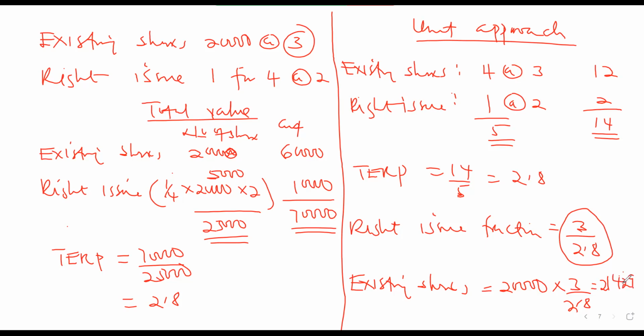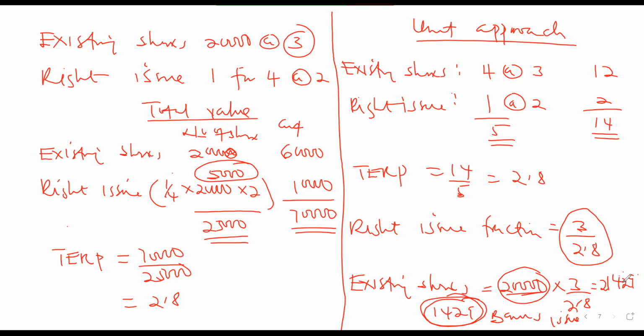Yes, sir. Okay. But the shares that we have at the beginning is what? 20,000. But it is now 21,429. It has increased by what? 1,429. Okay. This 1,429 is the bonus issue. The increase to this 20,000 represents a bonus issue.